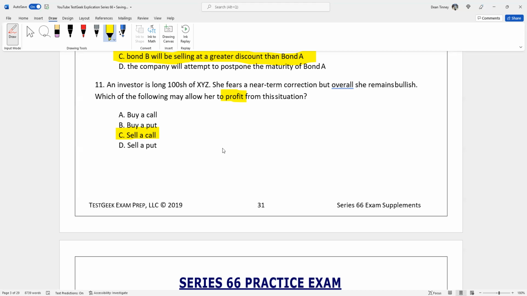In fact, this investor would have three sources of profit. One source of profit is from the stock going up. Another source of profit is if it has a dividend, that's yours to keep. And then we're going to create a third source of profit from selling this call. And so the answer is C.